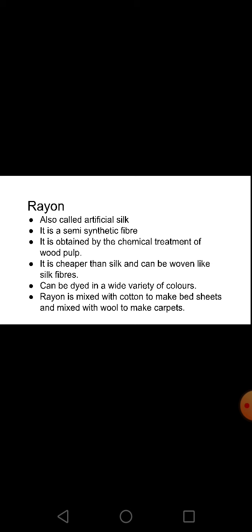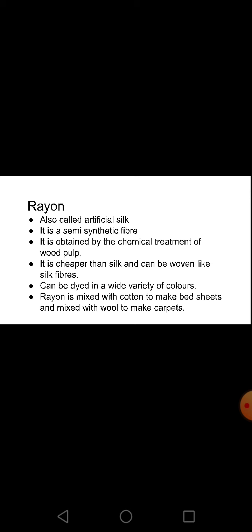First one is rayon. Rayon is similar to silk, so it is also termed artificial silk, and it is a semi-synthetic fiber. Why is it termed semi-synthetic? It is obtained by the chemical treatment of wood pulp. You know that wood is a natural thing, but the wood pulp undergoes a number of chemical processes, so it is synthetic. Since it is obtained from a natural source, it is not termed a fully synthetic fiber, it is a semi-synthetic fiber. So, how is rayon obtained? It is obtained by the chemical treatment of wood pulp.